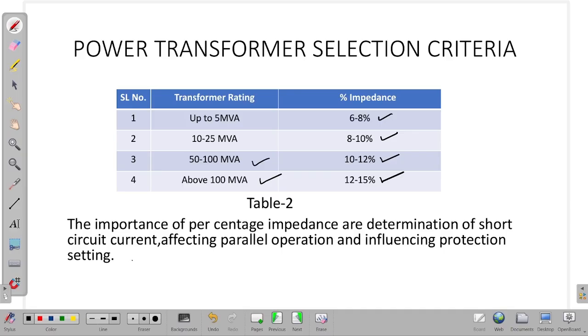These are the factors we have to take into consideration while taking the percentage impedance.